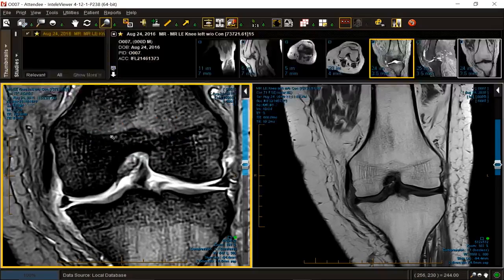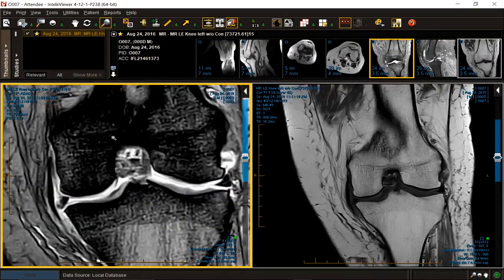Now let's scroll some more. Now what is happening to our meniscus? It is starting to extrude into the paratibial gutter. And what's all this around it? Swelling.